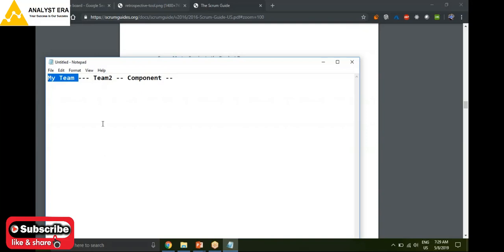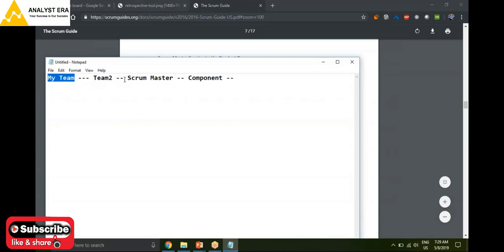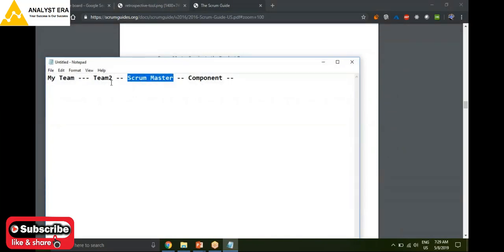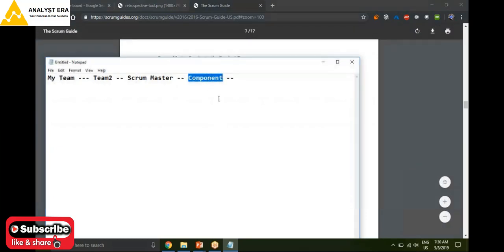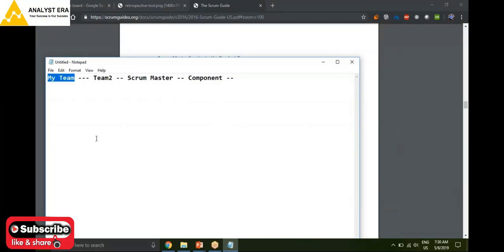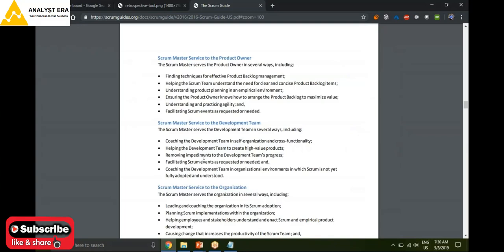What is the Scrum Master's responsibility? To push Team 2, of which he is not the Scrum Master. Team 2 will have their own Scrum Master. So my team's Scrum Master would be going and pushing their team's Scrum Master so that they will complete the component which I want. Because unless and until this component is built, I cannot start working in my team. That is one of the impediments. So there is a blocker.